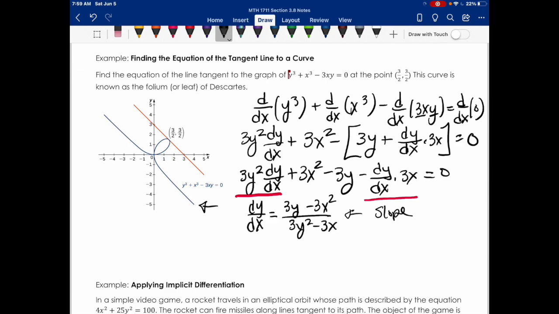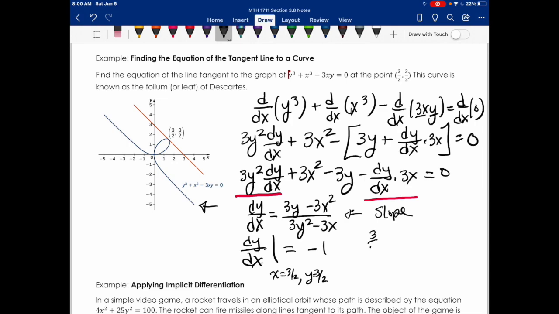And if we want to evaluate it at the point 3/2, comma 3/2, I'm going to plug in 3/2 for both x and y. So I'm going to evaluate the derivative at x is 3/2 and y is 3/2. When you do that, you're going to find that you get -1. So the slope of this tangent line is -1 at the point 3/2, 3/2.